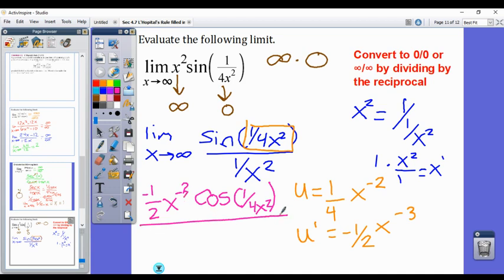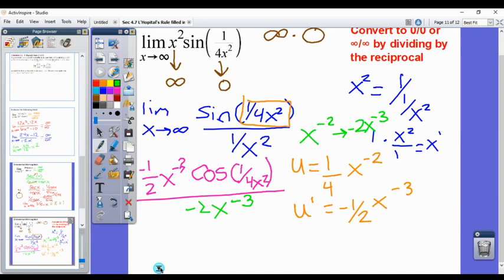All right, now 1 over x squared, remember? That's essentially like me having x to the negative 2, which the derivative of that is going to be negative 2x to the negative third. Okay, so now what I'm going to do is simplify this before I evaluate my limit again.